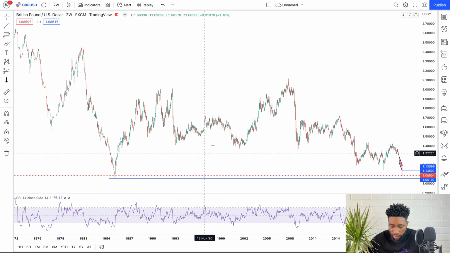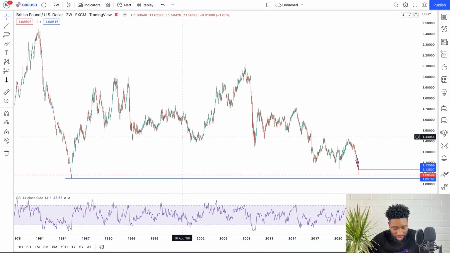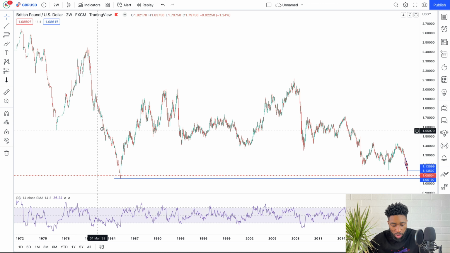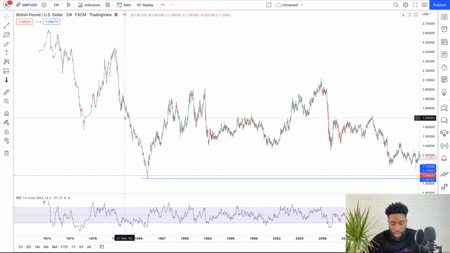So in our previous video I talked about this, and I expected us to come to this lower level. So this level dates back to 1985. Okay, this is over 30 years ago, or 35 years ago, as the case may be. We've had price now coming down to this level. So I don't think we are going to break through this level that easily, because if we break through, then we're going to be in price discovery for GBP-USD.